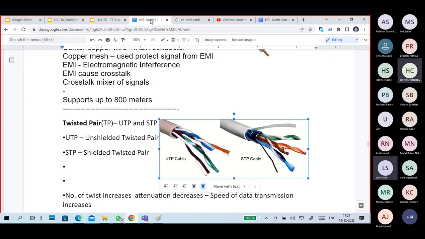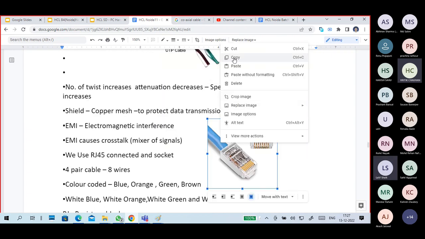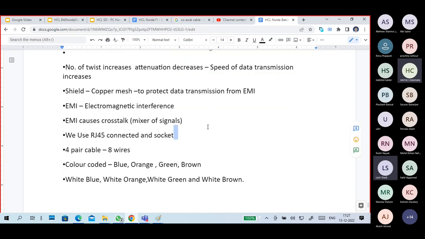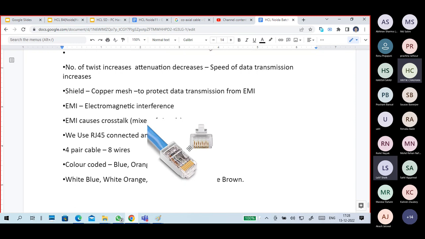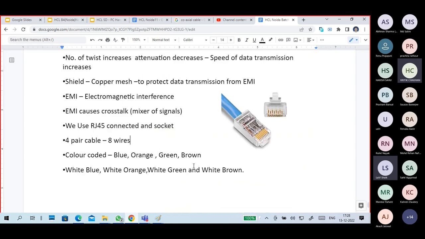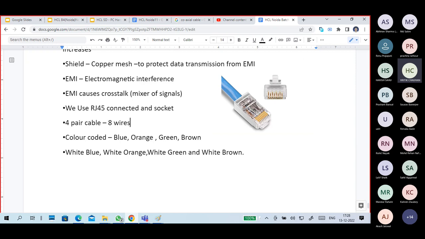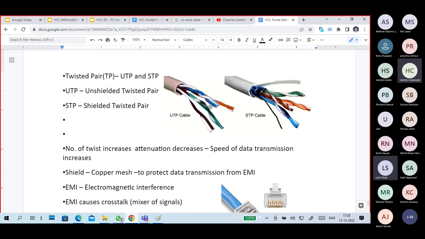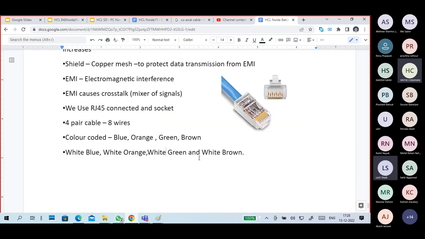We use an RJ45 connector to connect this cable. There are plugs and sockets we use. That is the RJ45 type we are using. Guys, it contains 8 wires, also called 4 pairs. These wires are colored: blue, orange, green, brown. Paired with the blue wire, there is a white blue; white orange for orange, white green for green, white brown for brown. These are the paired wires. Totally 8 wires.